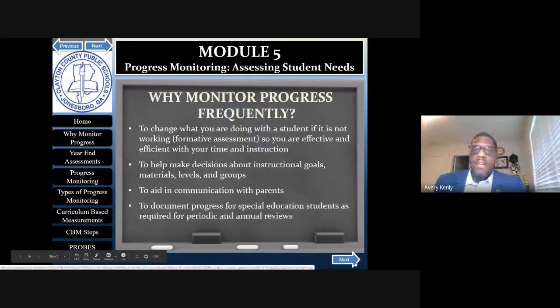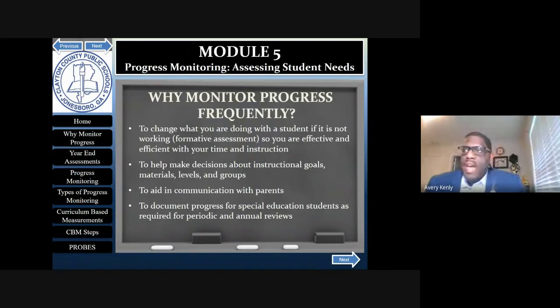And so why do we have to monitor frequently? Well, to change what you're doing with a student if it's not working, we have to formatively assess. When we're formatively assessing, we're assessing along the way. That helps us know whether or not we're being effective and efficient with our time and instruction. We also monitor progress frequently to help make decisions about instructional goals, materials, levels, and groups. This aids us as we communicate with stakeholders, especially parents.